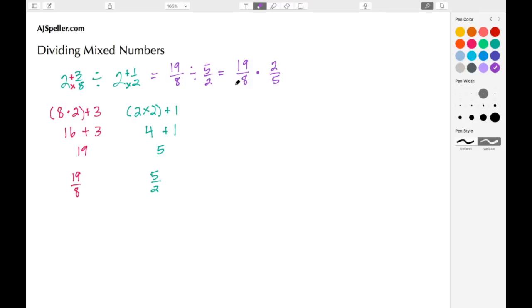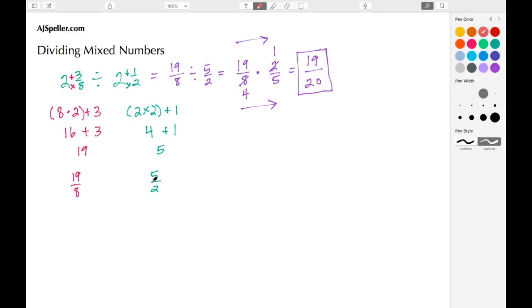We have a 2 and an 8. They share a factor of 2, so 2 divided by 2 is 1, and 8 divided by 2 is 4. And again, we just multiply across our numerators and across our denominators. So 19 times 1 to give me 19, and 4 times 5 to give me 20. Here I have a proper fraction, so I stop here at 19/20. That's the quotient for that particular division problem.